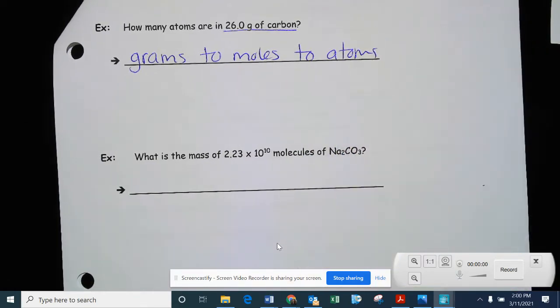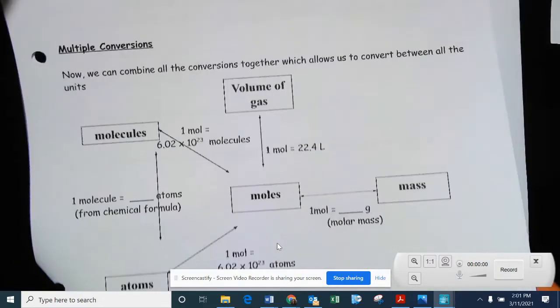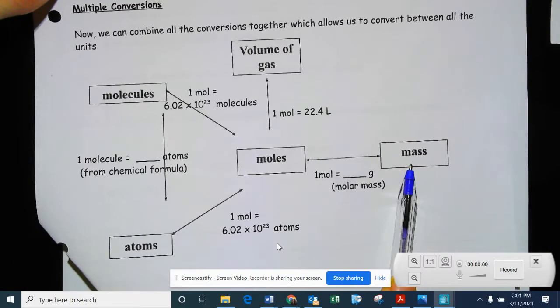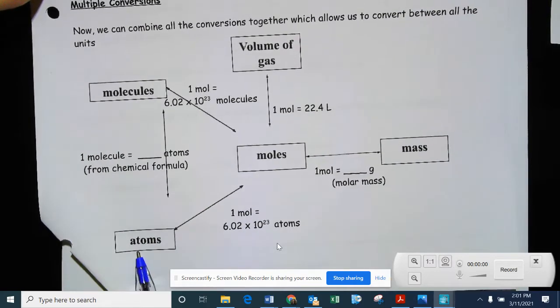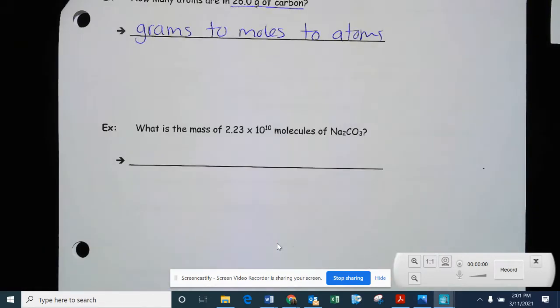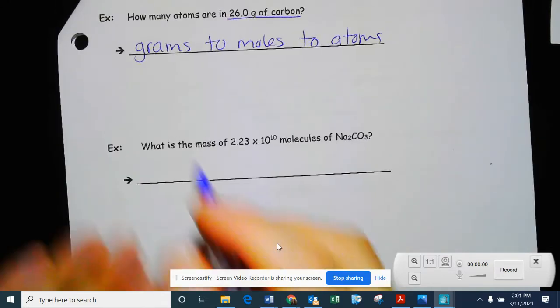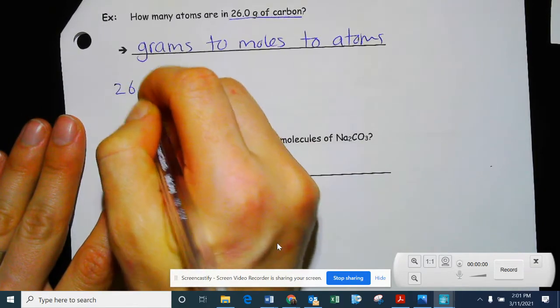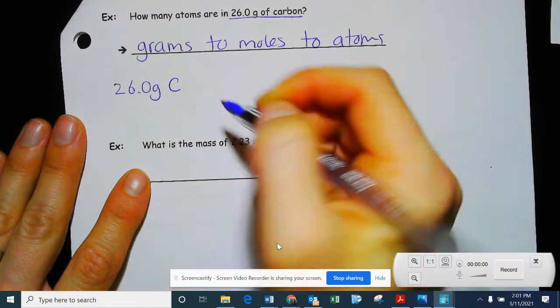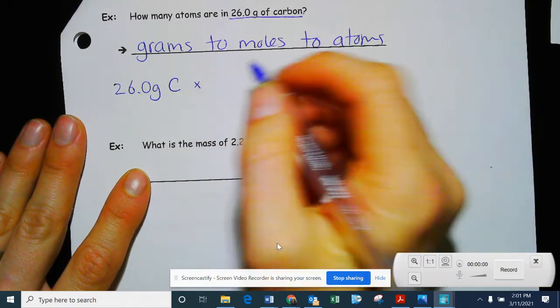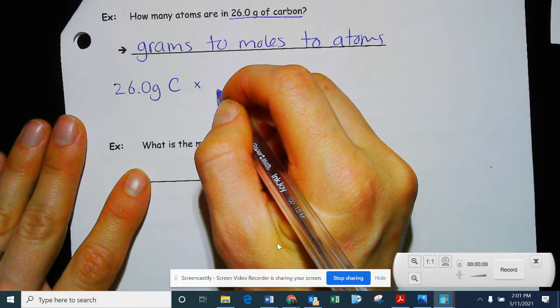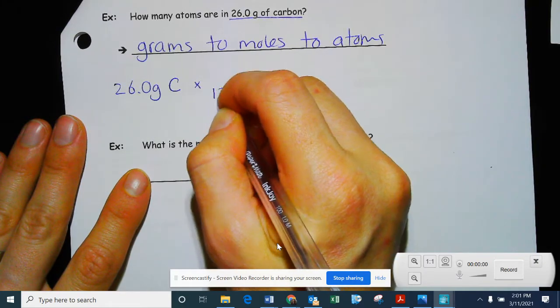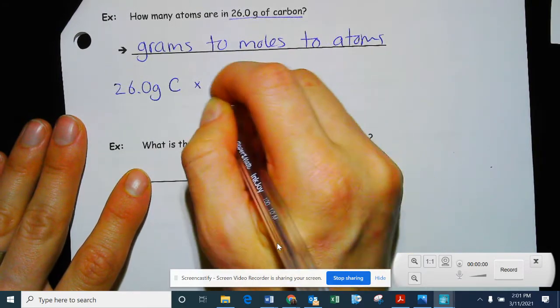So if we look back at that flow chart, it's asking how many atoms are there in 26 grams. Okay, well on my flow chart, I can go grams, and I'm looking at atoms over here. I've got to go through moles in the middle. So grams to moles to atoms. So that's how I'm going to figure out how to set myself up. So I've got 26.0 grams of carbon. Now I've got to go to moles, so I'm going to use molar mass, right? Carbon has a molar mass of 12 grams for every 1 mole.